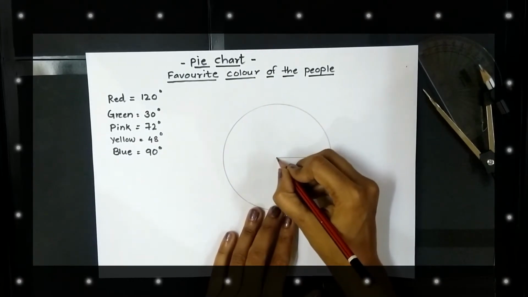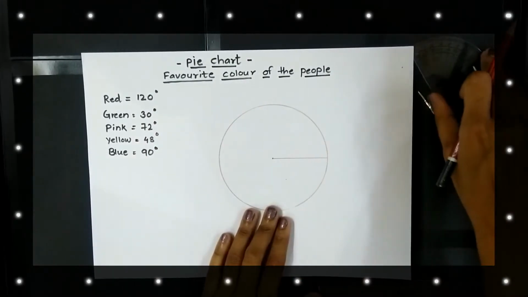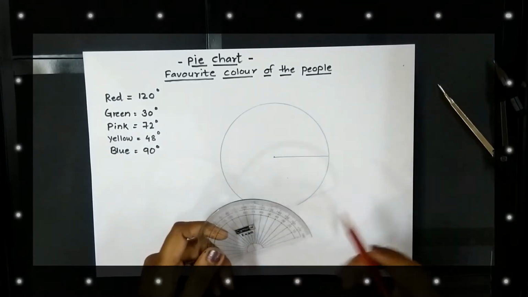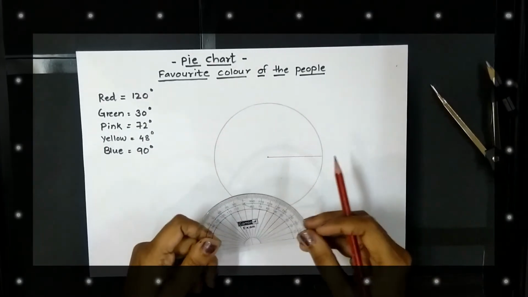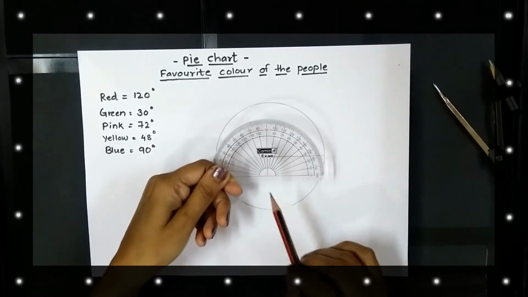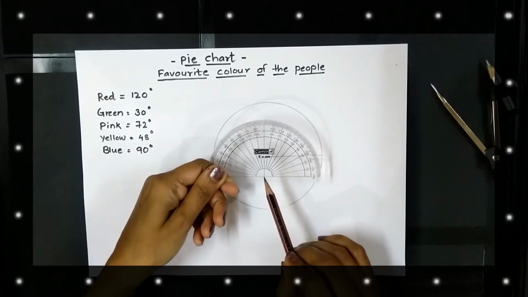So let's begin with the first angle. For color red, we have to make an angle of 120 degrees, which is an obtuse angle. So how will we construct this angle? The process will be, if you look carefully at your protractor, you will find this point over here in the center.